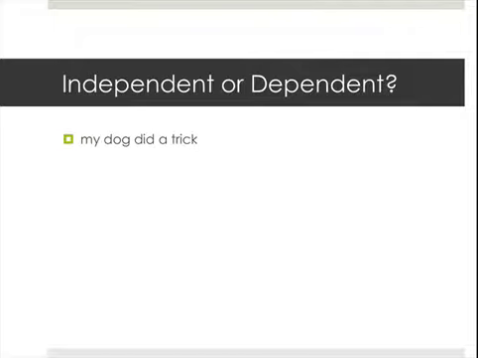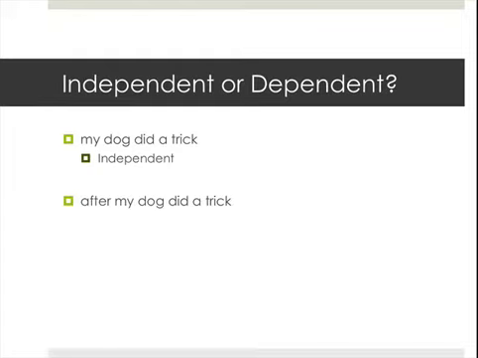My dog did a trick. Independent. Dog is the subject, did is the verb, and my dog did a trick forms a complete thought. After my dog did a trick. That one is dependent. Yeah, the subject and the verb are there, but we don't have a complete thought. After my dog did a trick, what? You want to know more.